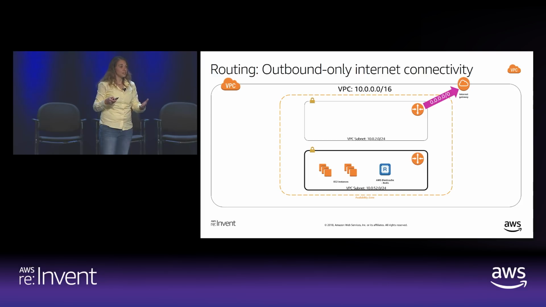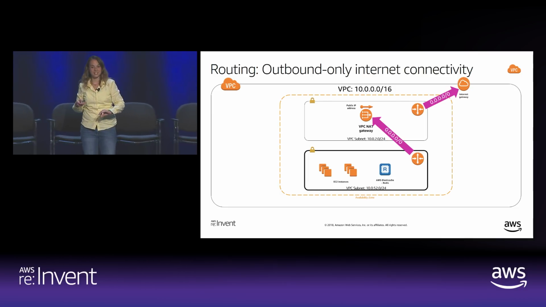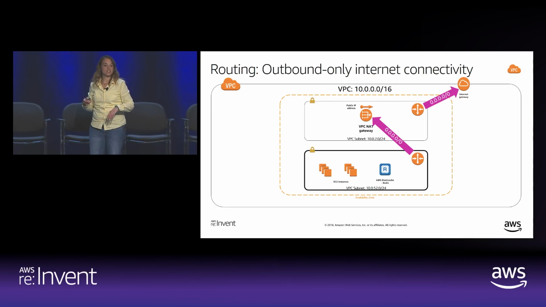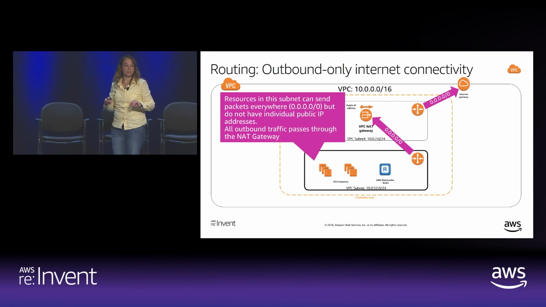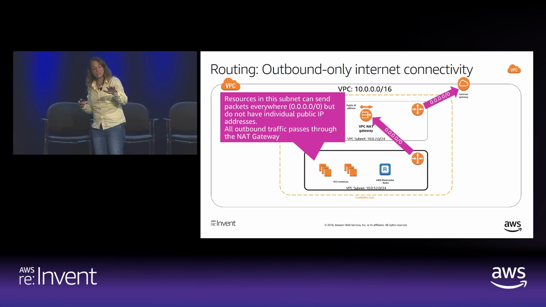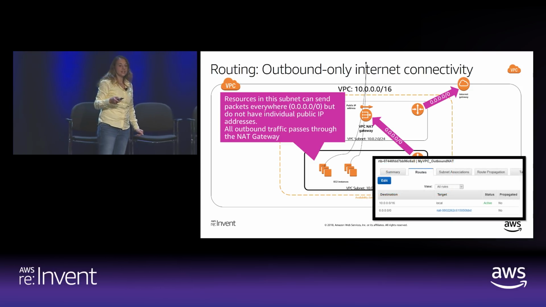Well, for that, VPC gives you, again, a tool of lesser privilege for internet access. That's called a NAT gateway. The way you set this up is you create a route to a NAT gateway that technically lives in the public subnet. And when the EC2 instances in your private subnet are sending traffic outbound, it gets routed to the NAT gateway, and you see there's a route for that.